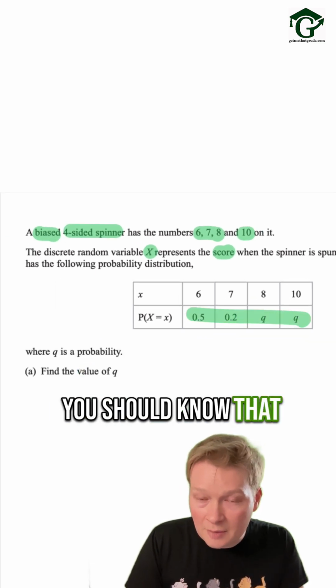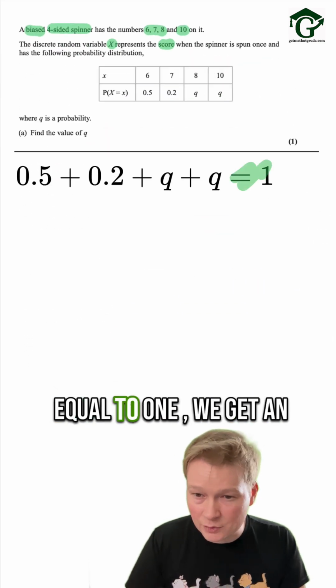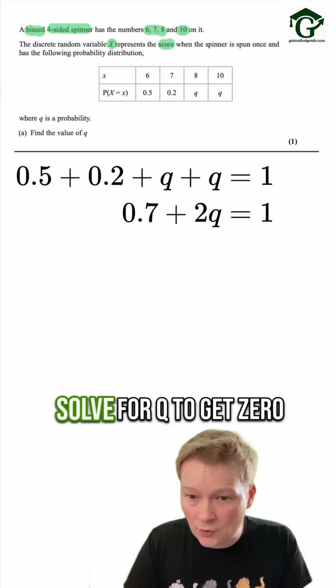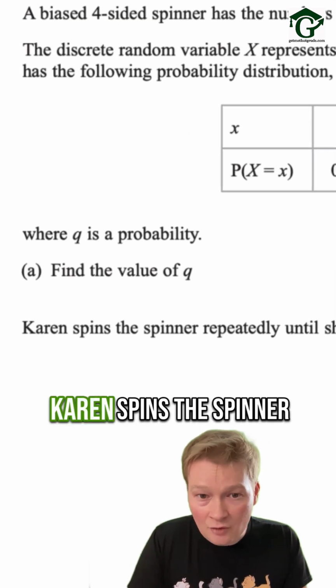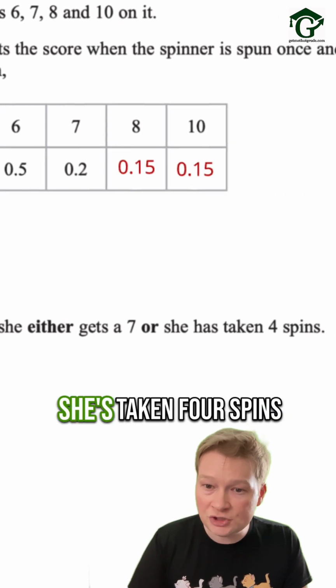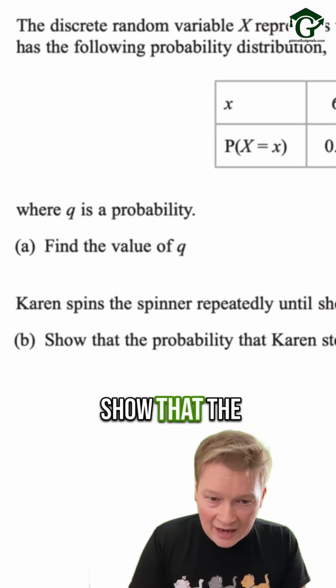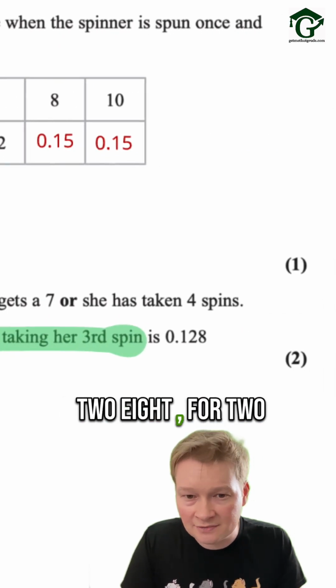You should know that probabilities add up to 1, so adding up all of these values in the table and setting it equal to 1, we get an equation which we can solve for q to get 0.15, for 1 mark. Part B. Karen spins the spinner repeatedly until she either gets a 7 or she's taken 4 spins. Show that the probability that Karen stops after taking her third spin is 0.128, for 2 marks.